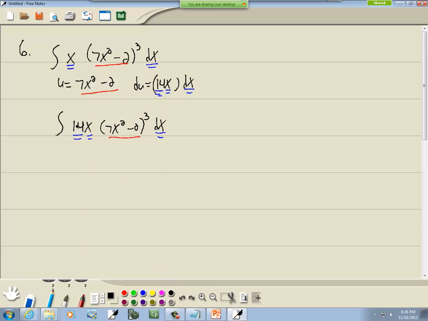Now we can't just throw this in here without offsetting it somehow. We put a 14 here, we put a 1 over 14 out in front. You put the reciprocal of it out in front. Okay. So this red right here, that's our u. So we got u to the third. And the 14x dx gets replaced by du.